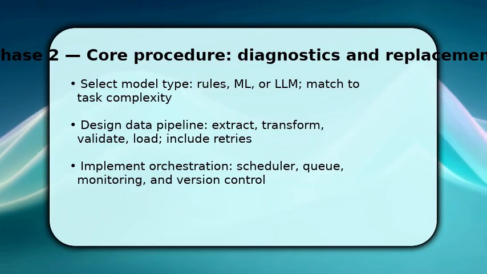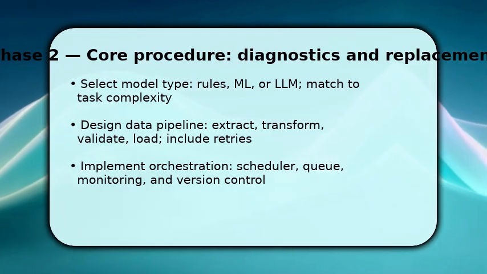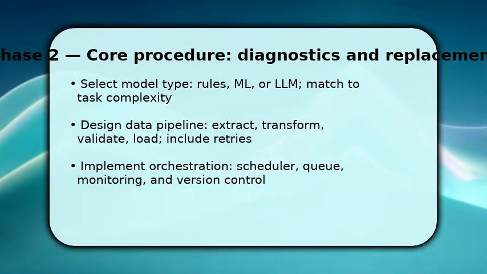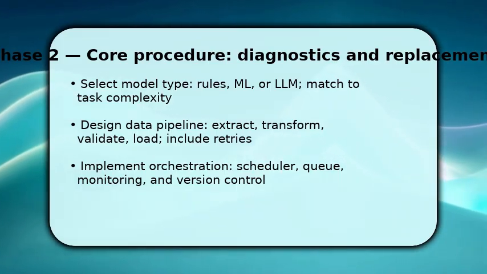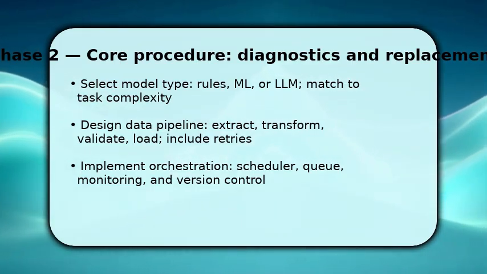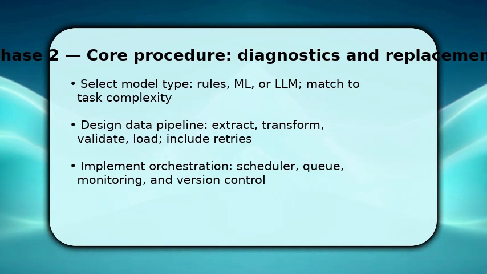Extract from sources, transform and validate, and load into the model or endpoint. Add idempotency and retry logic. Integrate orchestration: a scheduler or queue with health checks, logging, and model/version control so you can roll back. Once running, collect metrics continuously to guide refinement.